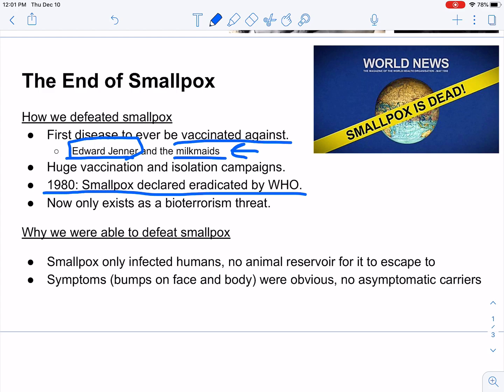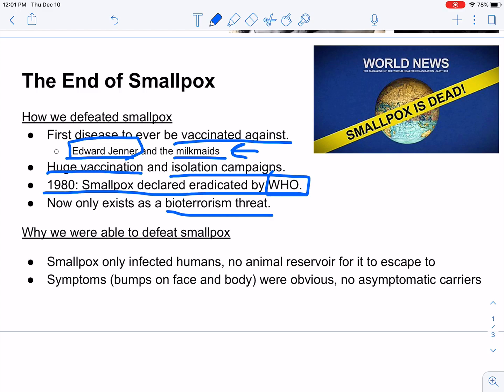giving that to people, and then they had overlapping immunity to smallpox. So that was the big step. And then that led to, as we read about Edward Jenner and his crazy vaccination campaign in Southern America, lots and lots of vaccination campaigns, isolation, and quarantine, and WHO declared smallpox eradicated at around 1980. It just exists now as a bioterrorism threat, as we've talked about.